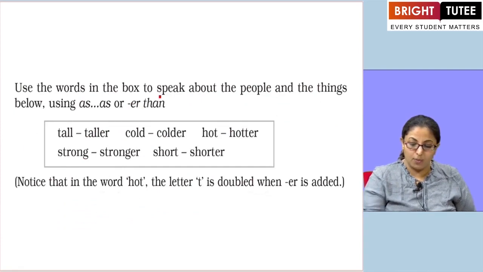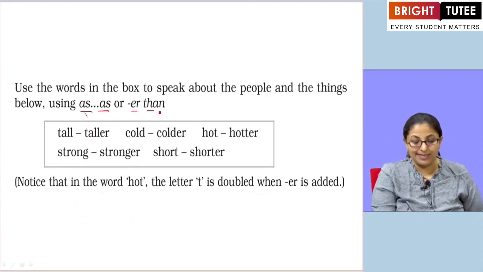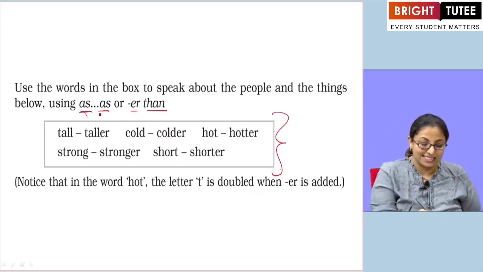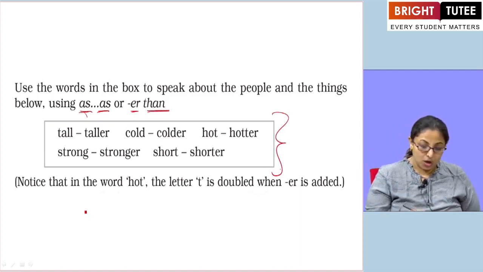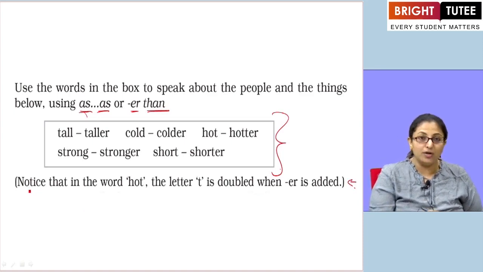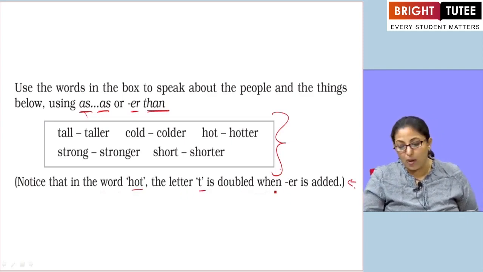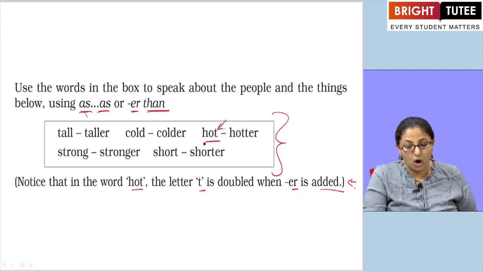Use the words in the box to speak about the people and the things below using as or er than. So, this is the box, and now we have to use the word as or er than. Also, there is one sentence written here. Notice that in the word hot, the letter T is doubled when ER is added. So, when we add ER to the word hot, T is doubled and it becomes hotter.